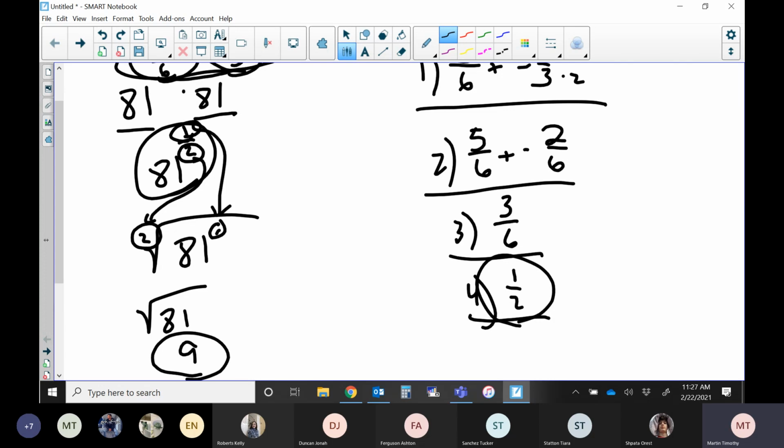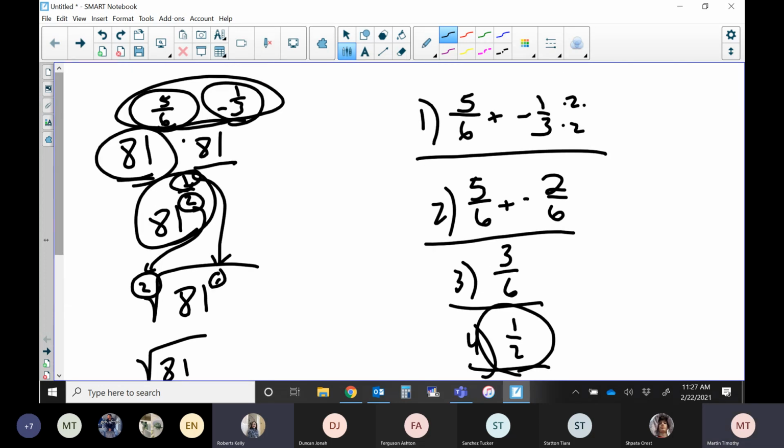Did that make sense? Yeah, so as long as the bases are the same number or variable, you add the exponents. Okay.